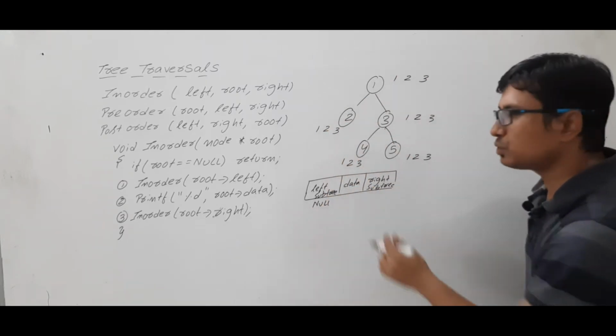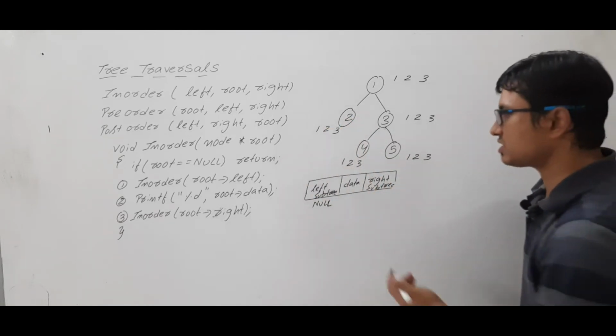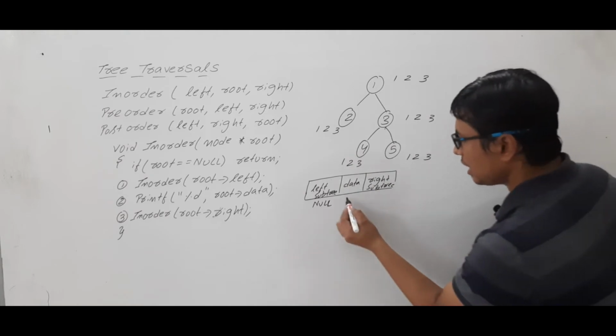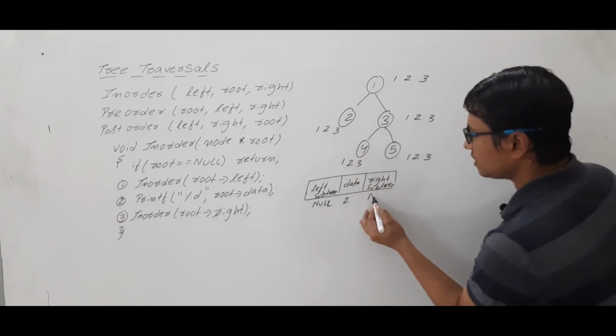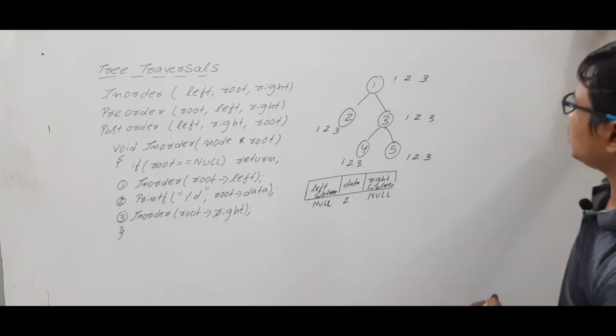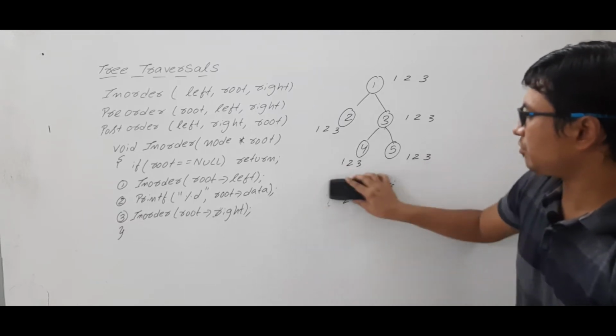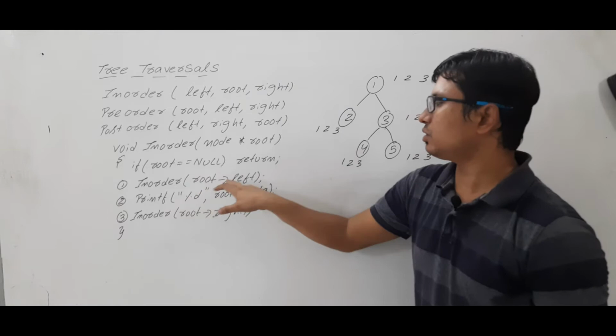Suppose let's take 2. 2 is a leaf node, so it does not have any left child, so you will have null, then the data 2, and the right also does not have any child, so you will have null. Is it clear? Are you able to understand? Now let me discuss how we will perform these steps. Step 1 is root of left.